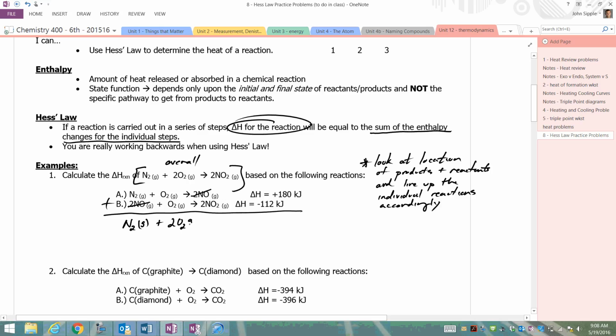plus 2O2 going to 2NO2. Okay? Now, with the delta H's, all we do is add them together as well.